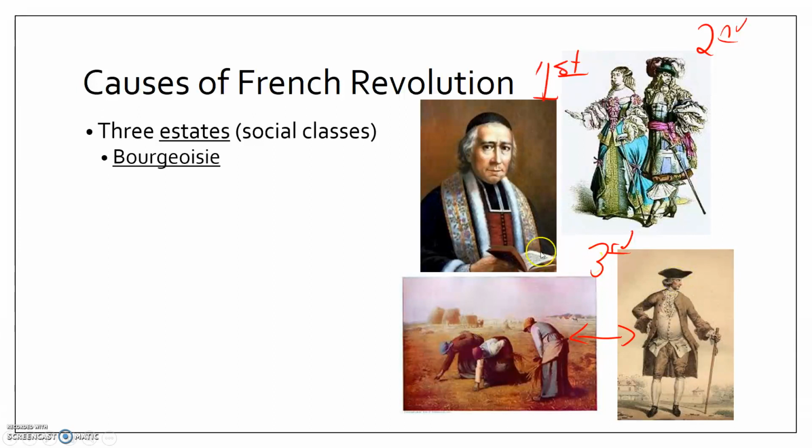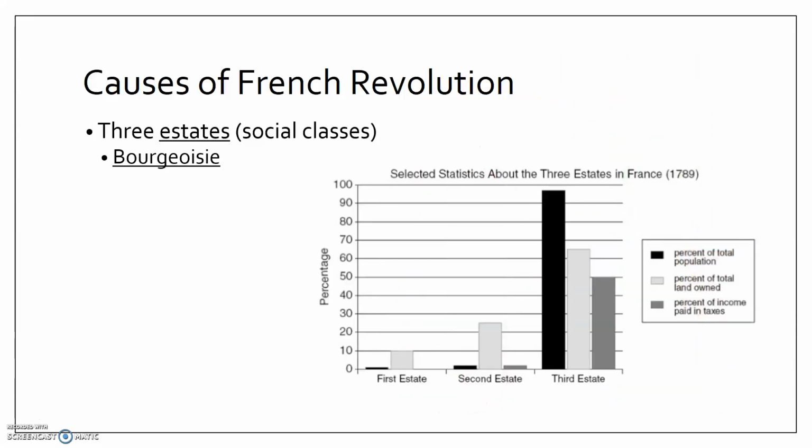So those are your 3 estates. Remember, first is the priests, the clergy. Second are the nobles. And the third is everybody else, but the peasants made up the majority of them. Now, I'll show you guys some statistics about it. Look at the middle column in each one.